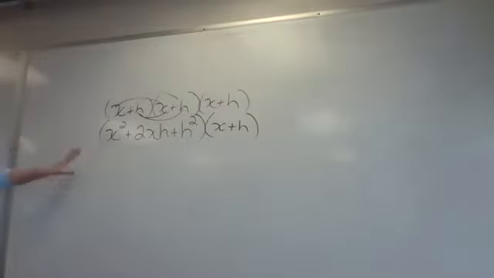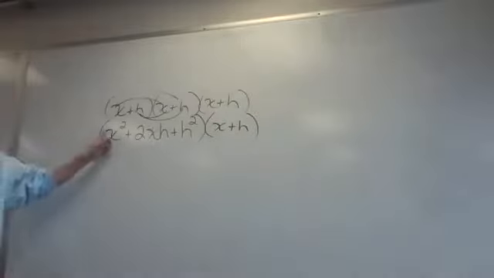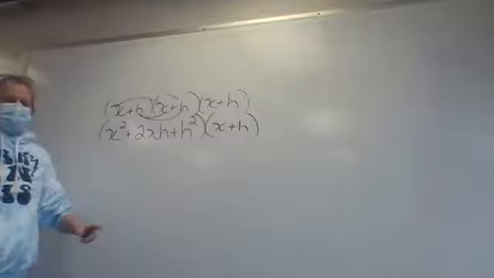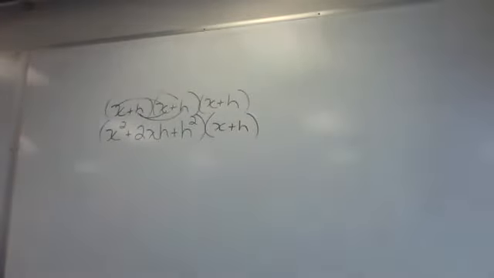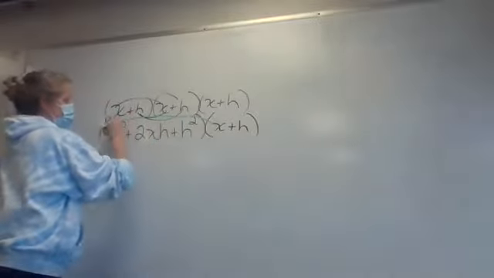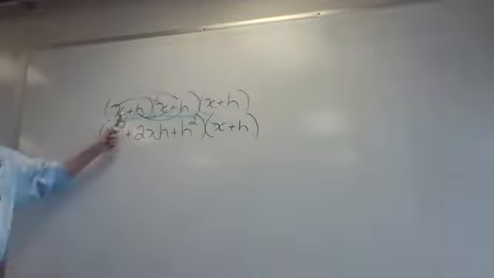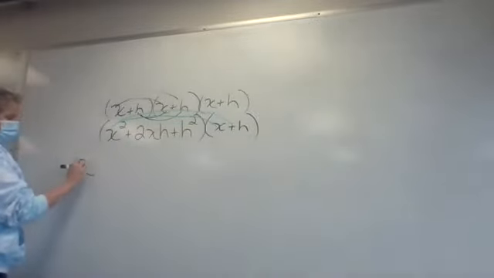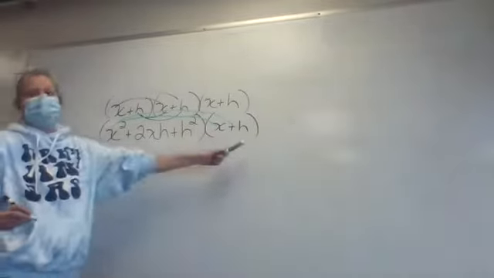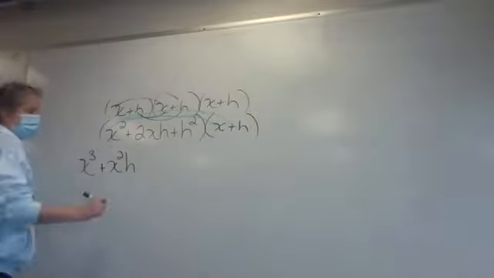So now I have to multiply this times this last x plus h, which means you distribute everything in that first parenthesis to the second parenthesis. So the first thing I'm distributing is x squared. Right. So x squared times x gives me x to the third. X squared times h just gives me x squared h.